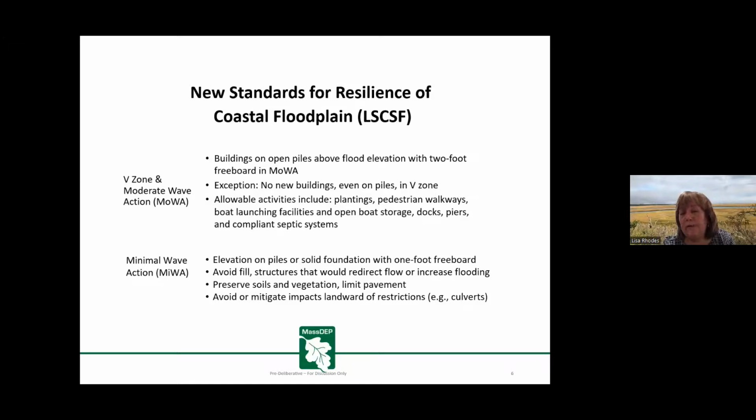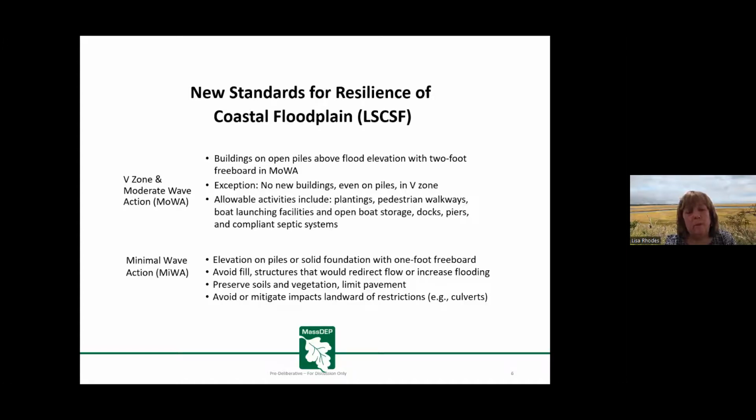There are certain activities that would be allowed in these zones, such as plantings, walkways, certain water dependent uses like boat launching facilities and open boat storage docks and piers, etc. In the MIWA zone, which is the landward part of the A zone, the standard would be elevation on piles or solid foundations with 1 foot of freeboard.